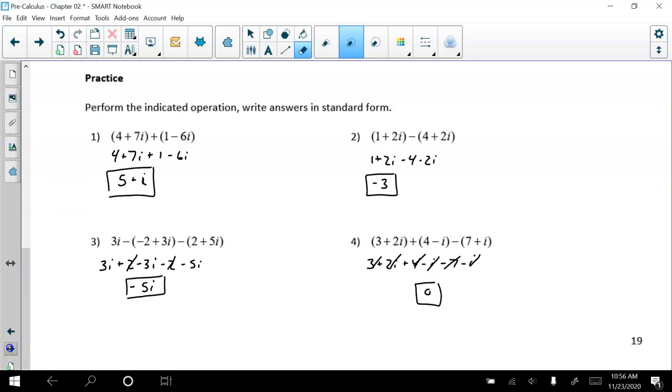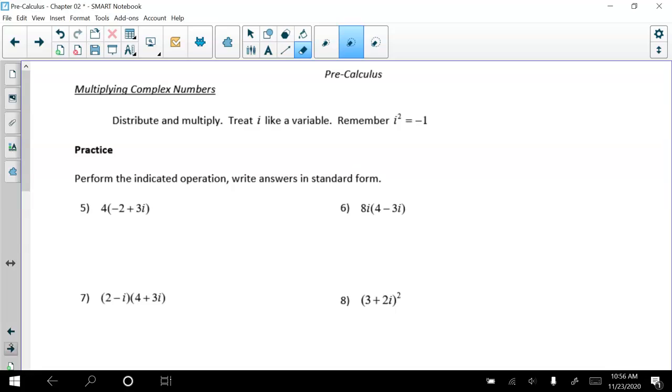Next page. Multiplying of the complex numbers. So keep in mind, i squared equals -1. So we just multiply. 4 times -2 is -8. 4 times 3i is plus 12i. And that's it. And we want to keep these in the form of that a plus bi in the end.